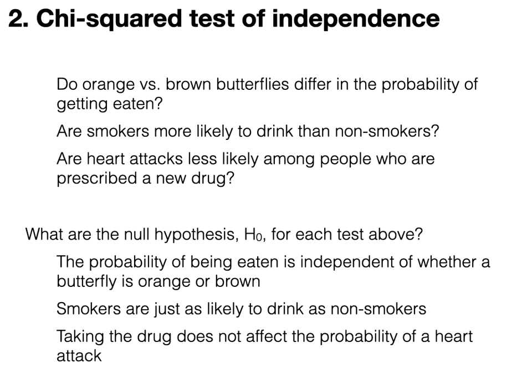Again, we can write down the null hypothesis for each of these hypothetical examples. The null hypothesis is just that there's no relationship between the two variables, or that the probability of the Y outcome is unrelated to X. You could say something like, the probability of being eaten is independent of whether a butterfly is orange or brown. Smokers are just as likely to drink as non-smokers. Taking the drug does not affect the probability of a heart attack. These are different ways of saying the same thing, just to show you the diversity of ways that these things can be phrased.